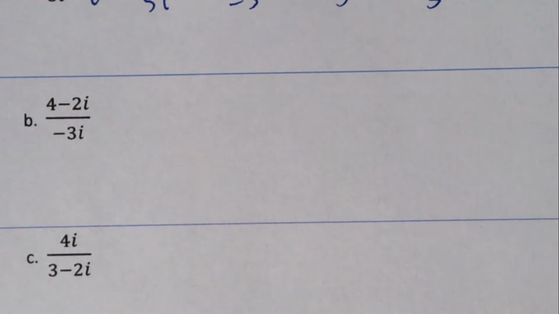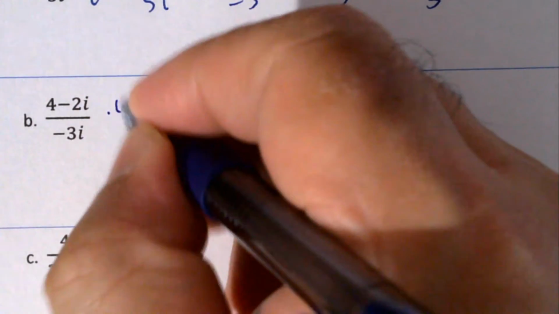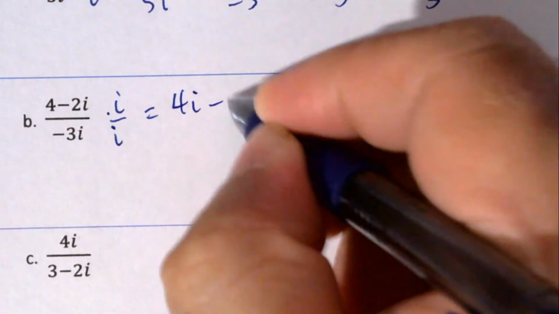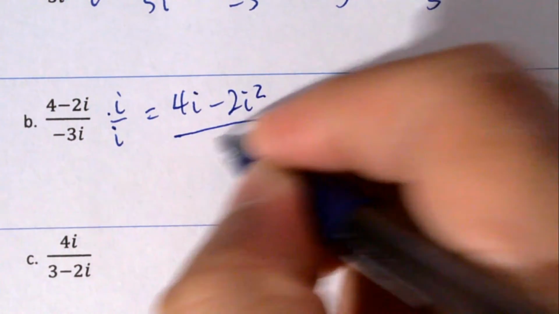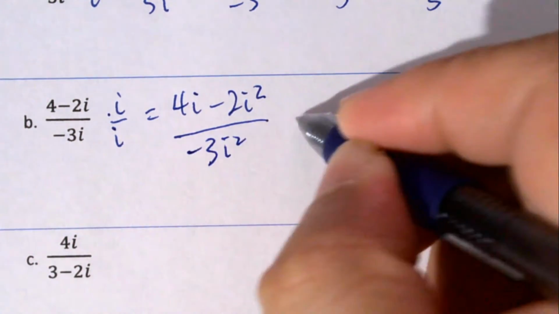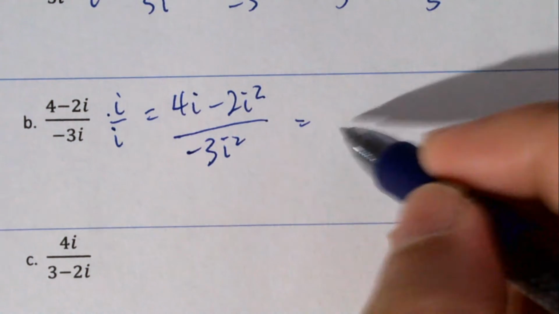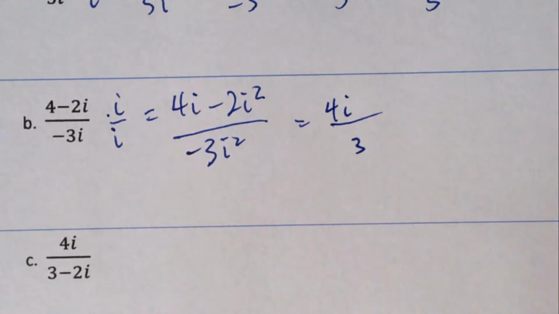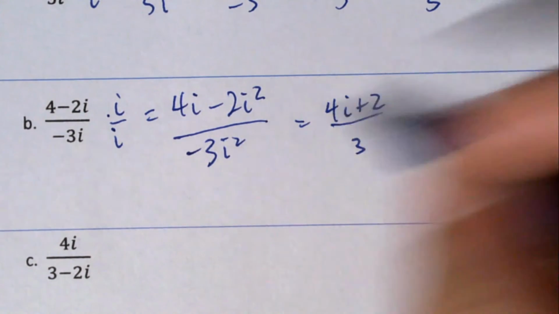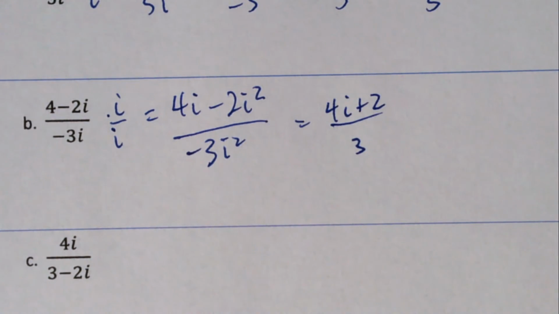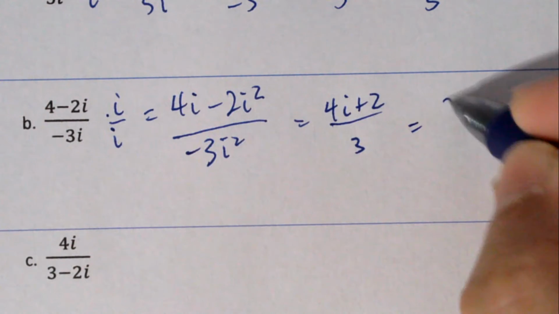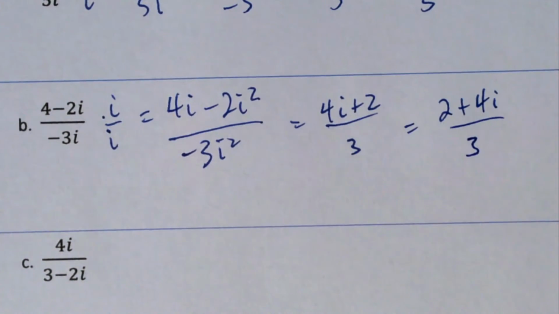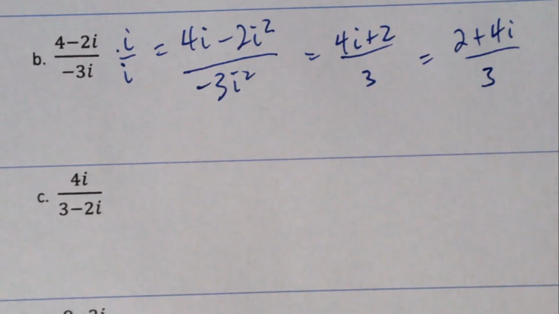B, you're going to multiply top and bottom by i, because we have an i in the denominator. So that's going to be 4i minus 2i squared over negative 3i squared. What does that i squared do to the denominator? It makes it positive. The minus 2i squared becomes plus 2. Remember, i squared changes the sign. Again, some people don't like the imaginary part being first. I personally don't care. All right, here we go.